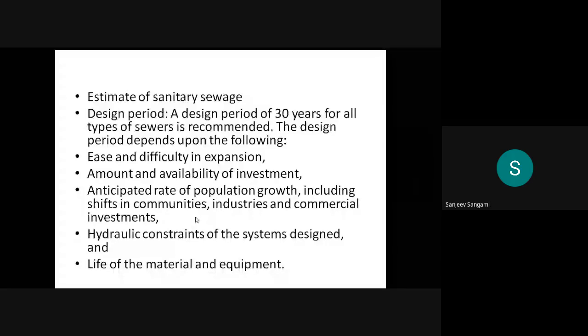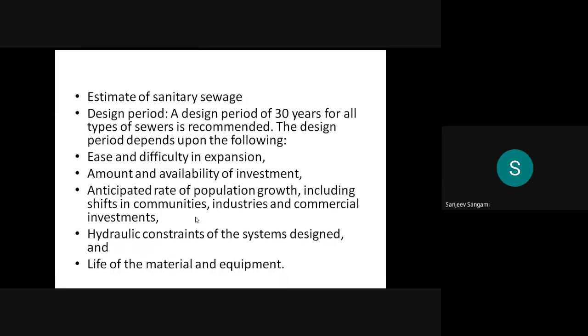Then the anticipated rate of population growth, including shifts in communities, industries, and commercial investments. The hydraulic constants of the designed system are also very important. Some of the hydraulic constants, like the pressure and the RL, are one of the major things in some of the villages.